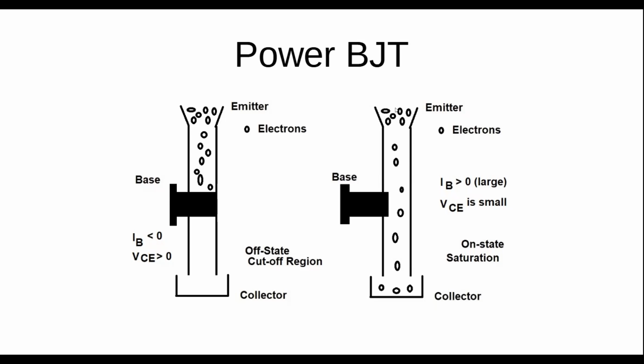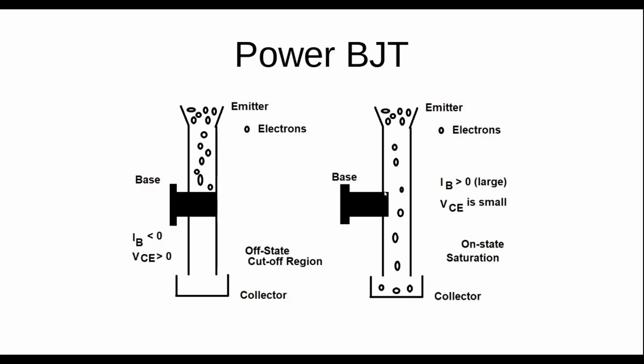So we have these electrons coming down from the emitter and flowing all the way down into the collector, meaning that the current is flowing the other way. As you know, by convention, current goes from the collector to the emitter in this approach.